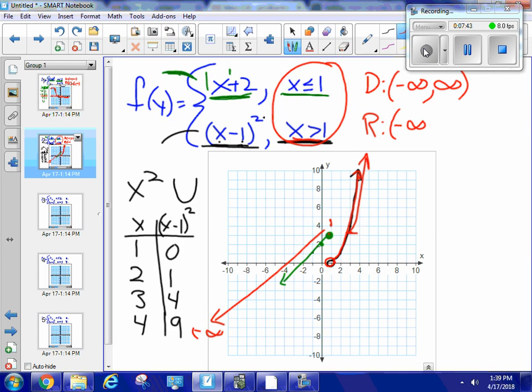And I know there's a little gap right here, I'll use blue in this, but I still have all these y values that are covering that gap. So there is really no gap in the range. All the y values are covered from negative infinity all the way to positive infinity. So let's make a comma there. So that is my domain and range of this piecewise function.